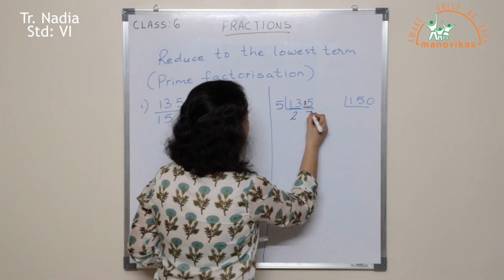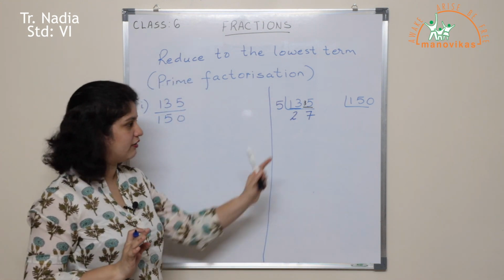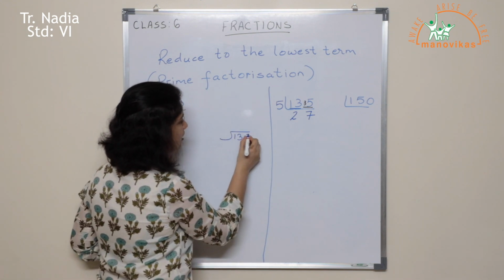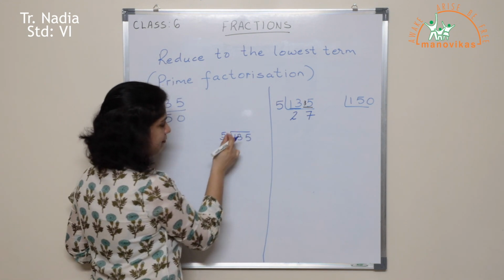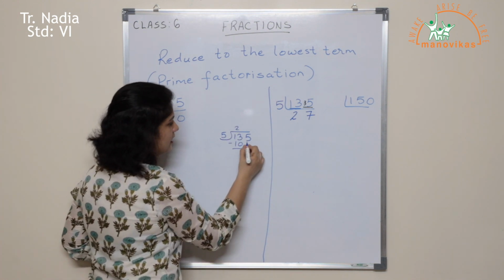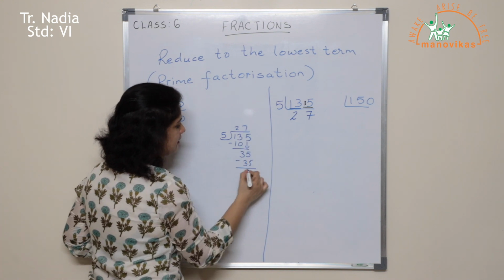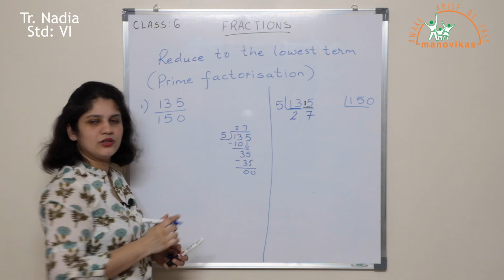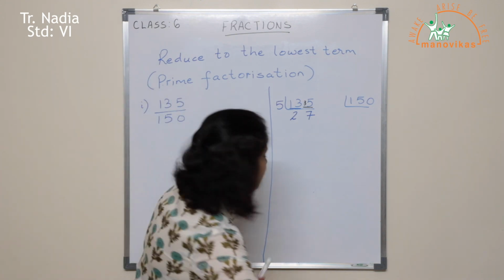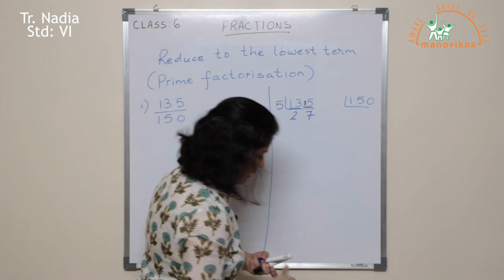5 7s are 35. Children, you can either do it like this, or if you find this way confusing, you can practice your division on a rough paper. You can do this. 5 2s are 10, remainder 3, get down 5, 5 7s are 35, 0 0. And you can get the answer 27 like this also. This work you can do on a rough paper. If you are well versed, you can do it like this also. Okay, so now I got 27.